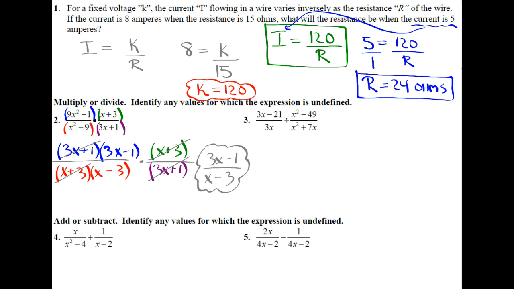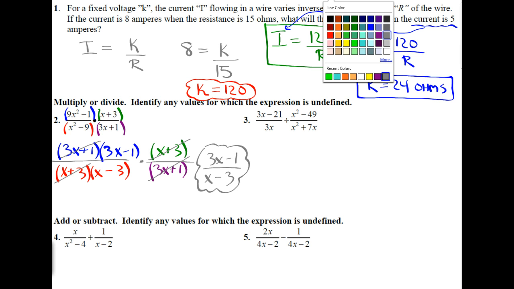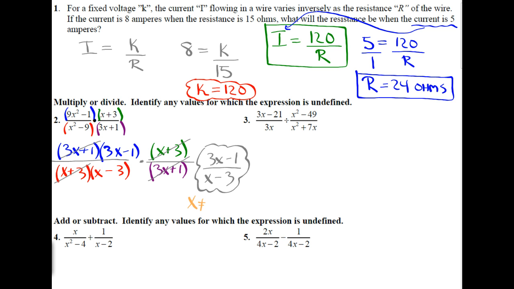And then we have to account for our restrictions in the domain. So x cannot equal anything that makes a denominator 0. So negative 3 would be a no-go there. 3 would not work there, nor would negative 1/3. So those values, plus or minus 3 and negative 1/3, are not going to work out there for number 2.